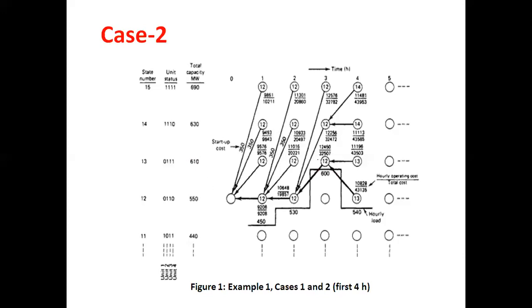So rather than moving from state 12 to 14, it is moving from state 12 to 13, and again come back to the state 12, where the load demand is 540, so generation capacity is 550. So rather than moving from state 12 to state 14, it is moving from state 12 to state 13.